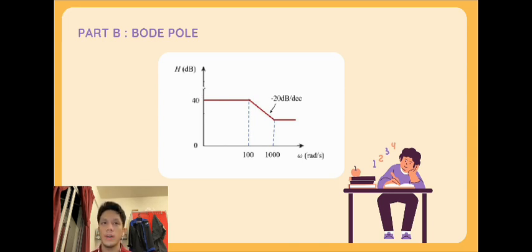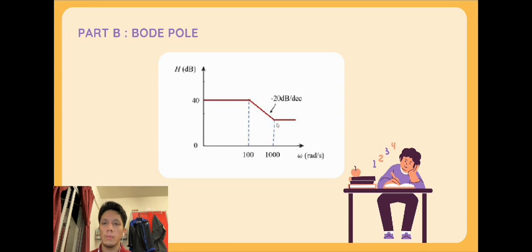Today I'm going to explain about the Bode plot. First, we have a graph where the x-axis is omega in radian per second, and the y-axis is dB. Our line starts from 0 radian per second to 100 radian per second with a flat response of 0 dB per decade. Next, from 100 radian per second to 1000 radian per second, the response becomes a low frequency of negative 20 dB per decade.